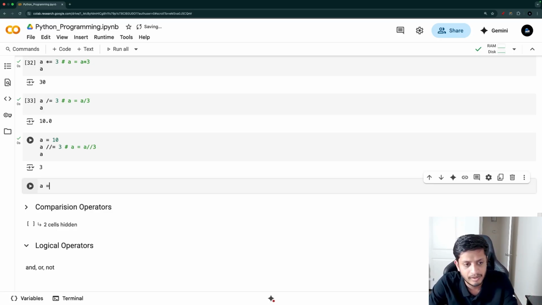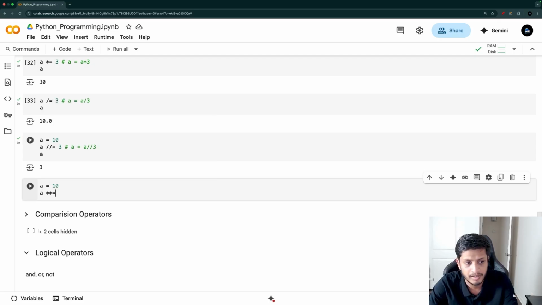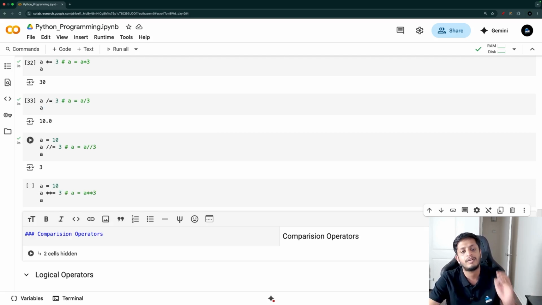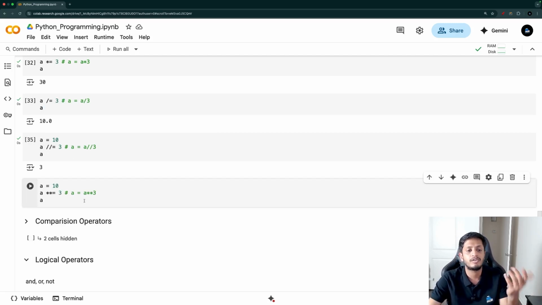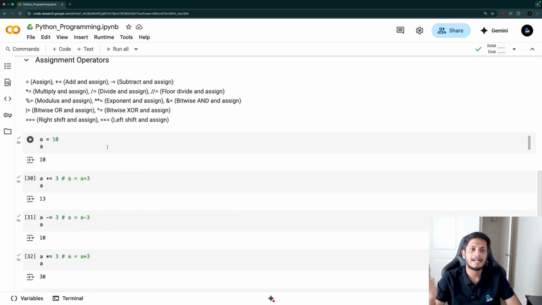So if I again do a is equal to 10, and then if I do a exponent equal to 3, it is essentially like saying a is equal to a to the power 3. Now what is 10 to the power 3? It is 1000. So a will now become 1000, okay. So this is how you can do assignment with an arithmetic operation.